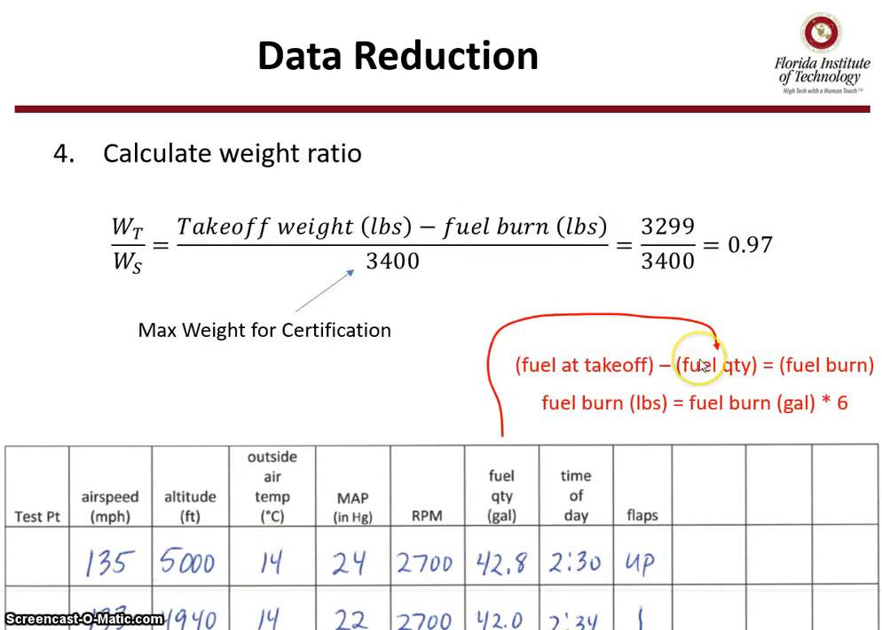Step 4 is to calculate the weight ratio, which is our test weight divided by a standard weight. Our test weight is whatever our takeoff weight is minus our fuel burn. In this case, that was 3,299 pounds. The standard weight is whatever the aircraft manufacturer wishes to certify as the gross weight of an aircraft. For the Cherokee 6, that's 3,400 pounds. So the weight ratio is 0.97.